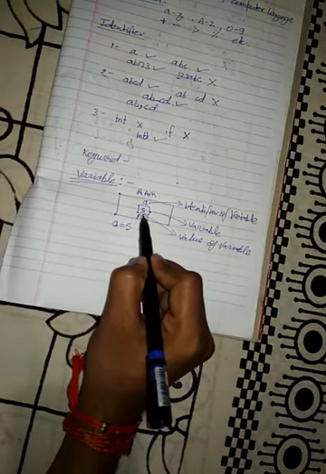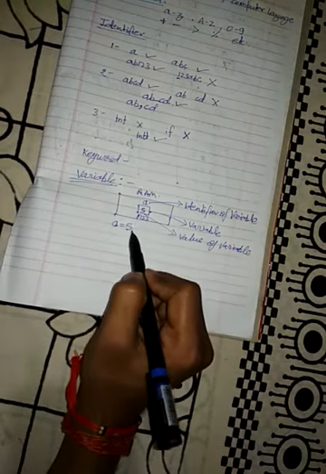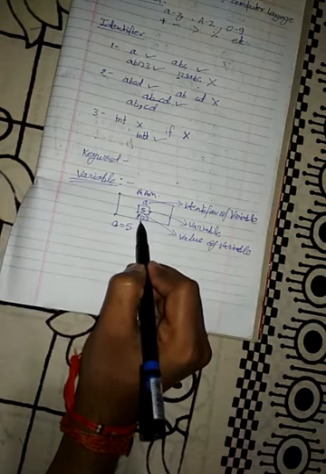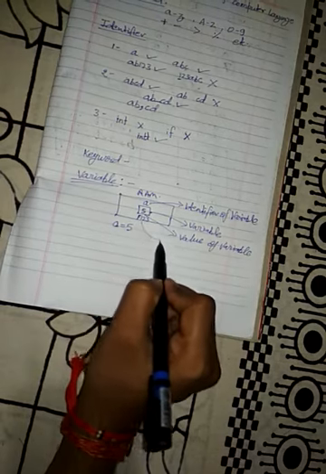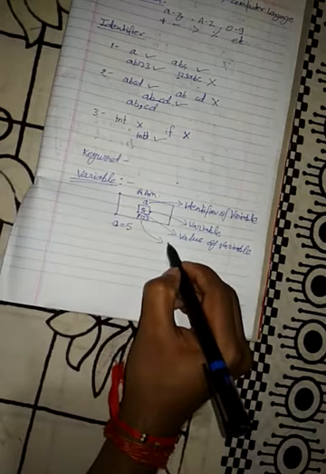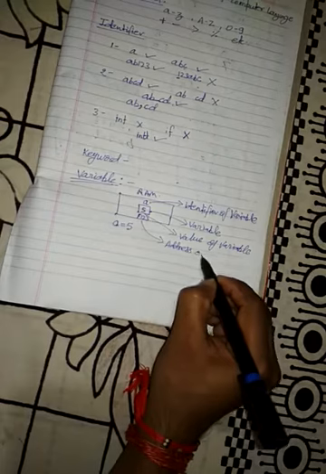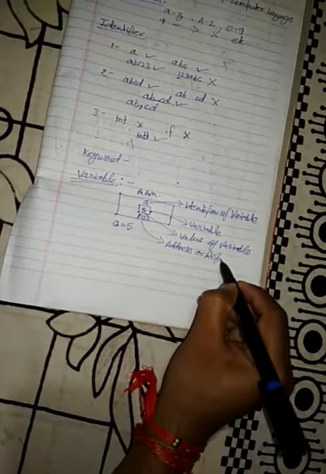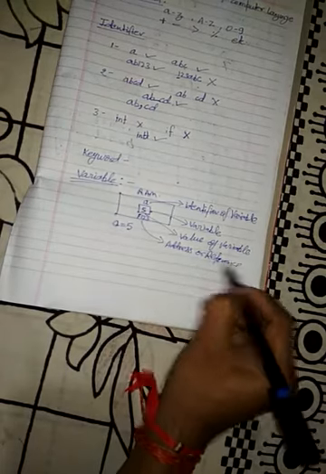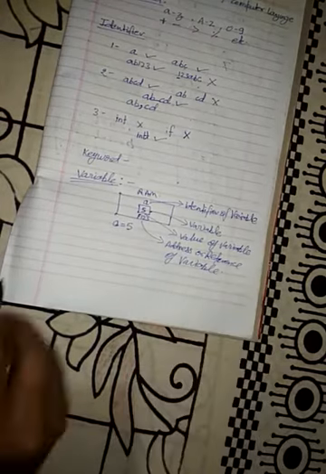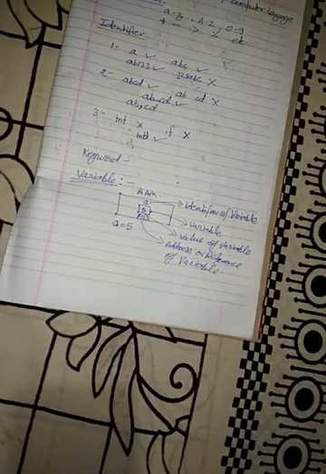This is a computer generated identifier, and this computer generated identifier is considered as the address of the variable. It means this is the address or reference of the variable.